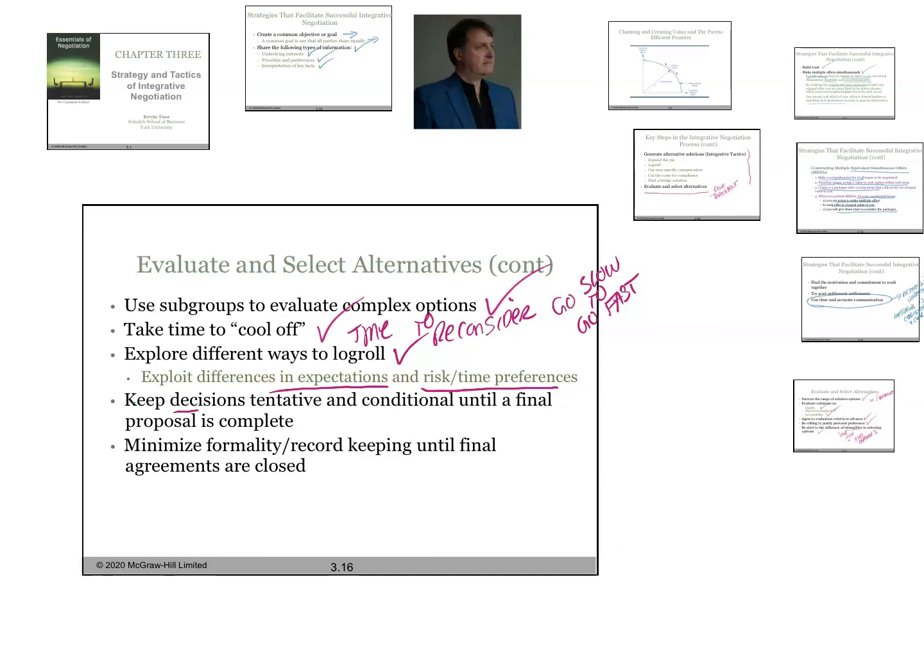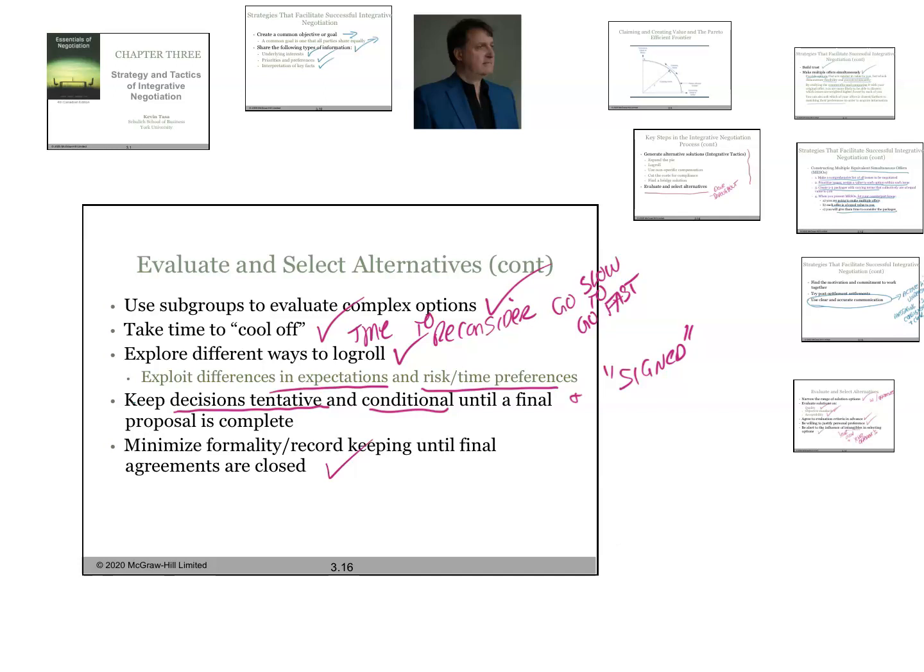Keep everything that is being decided tentative and conditional until it is final and signed. So you can agree to something during a negotiation, but it should be understood that until you actually sign it, both or all parties should have the opportunity to say, I've changed my mind, until everything is completed. Minimize formality and record keeping until the final agreements are closed. During the negotiation, we need to treat everything we're discussing and negotiating as fluid. In other words, not final.